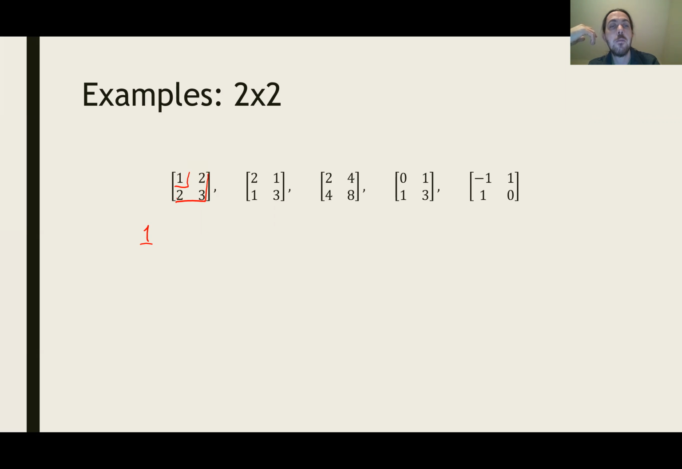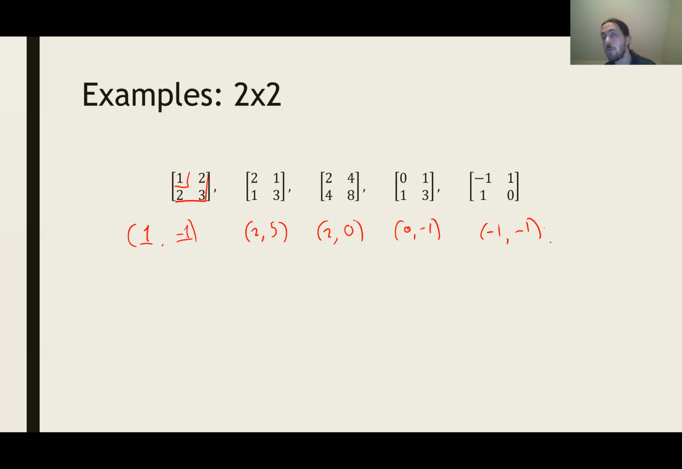In this case, the determinant is 3 minus 2, so this is -1. So for this one, we get 1 and then -1. For this one, we get 2 and then 5. For this one, we get 2, and then we get 16 minus 16 is 0. For this one, we get 0, and then we get -1. And for this one, we get -1, and then 0 minus 1 is -1.